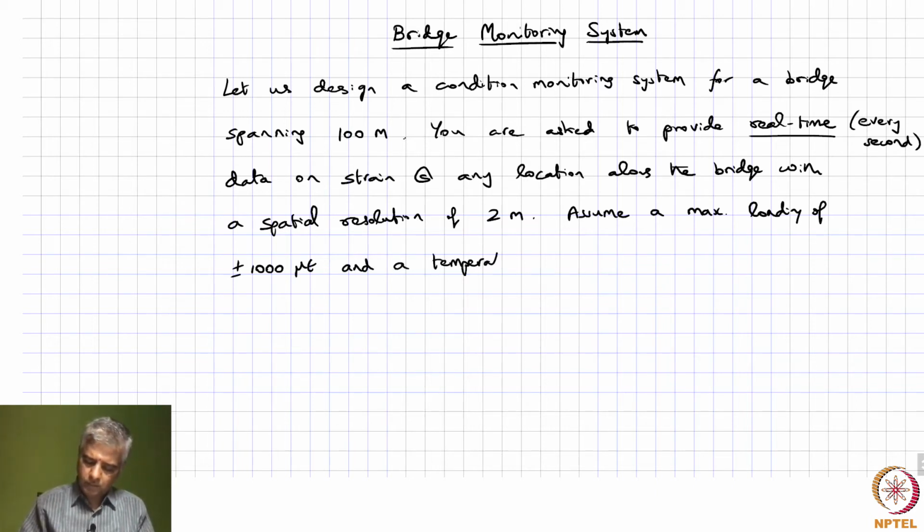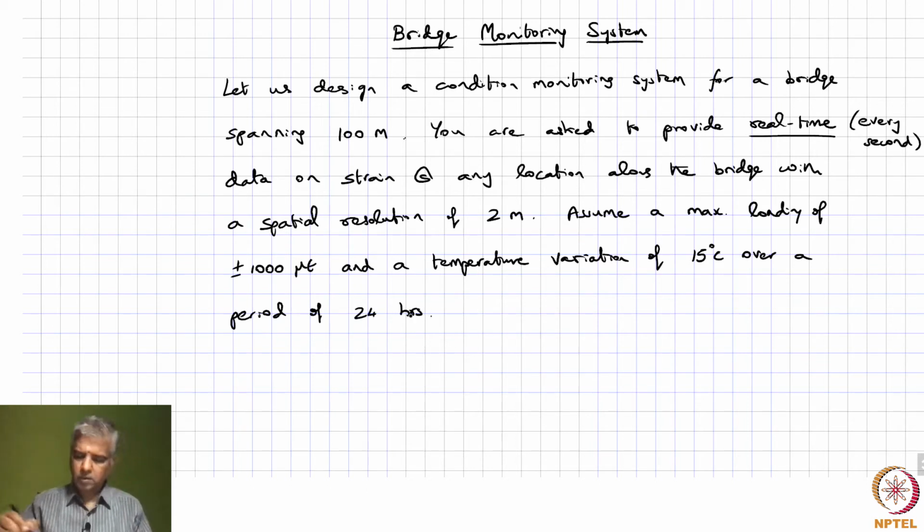temperature variation of 15 degrees centigrade over a period of 24 hours. Okay, so that is the requirement. So you need to monitor over 100 meters with 2 meter resolution. So how many gratings do you need? How many measurement points do you need?